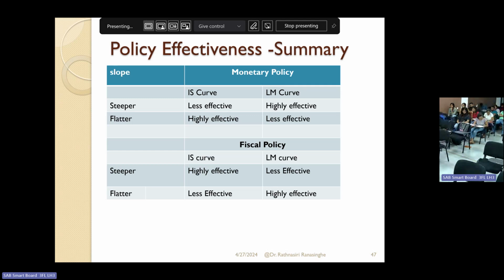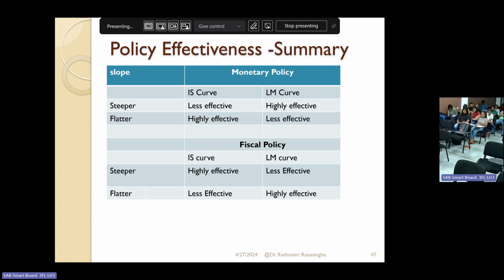The flatter one is the most effective one. This is the effective one. This is less effective. This is highly effective. So the conclusion is if there is high interest elasticity of investment, monetary policy is effective. So if you have the flatter IS curve, monetary policy is effective. Okay, so likewise, now you can explain graphically.